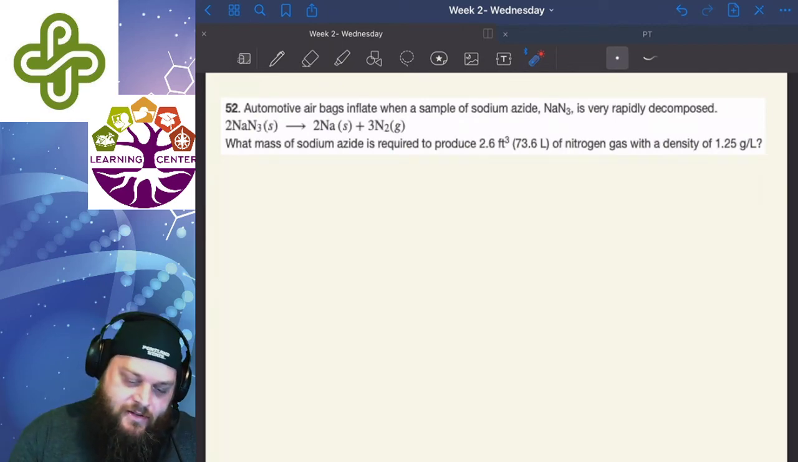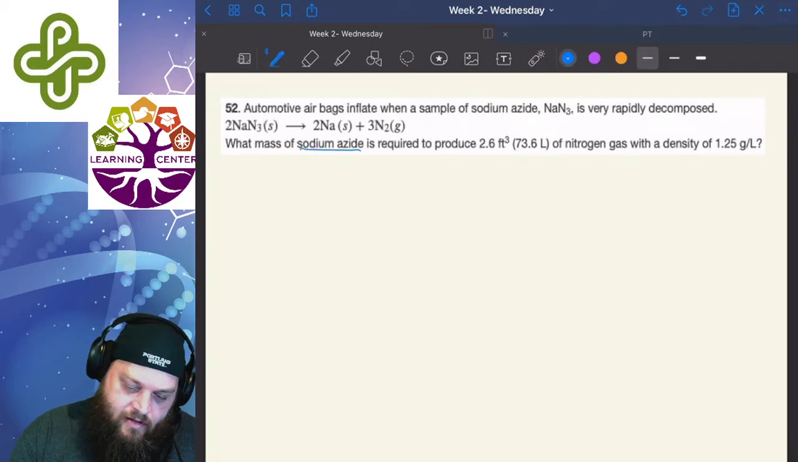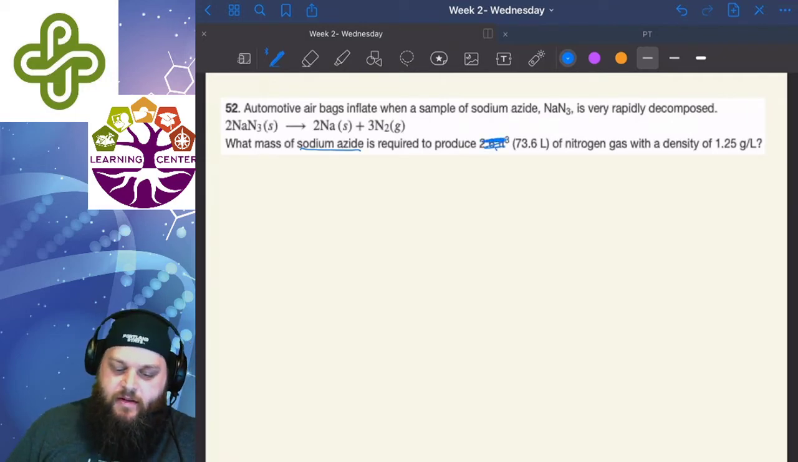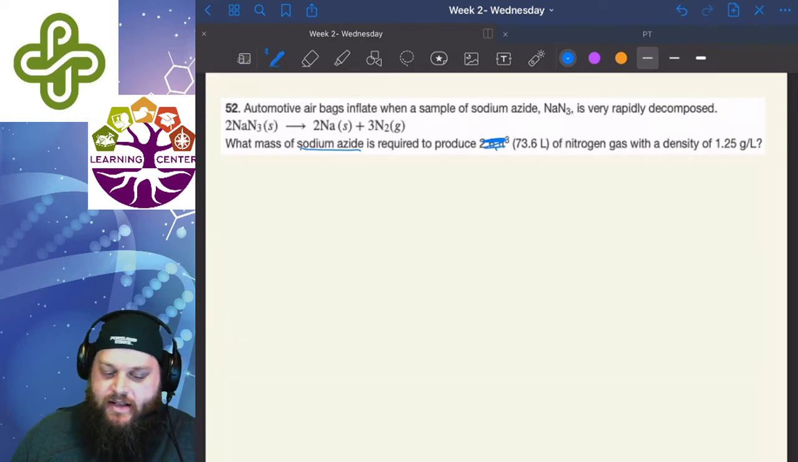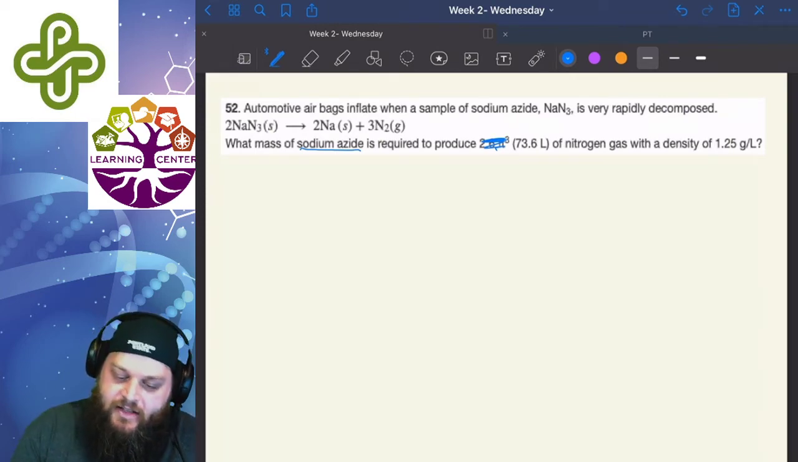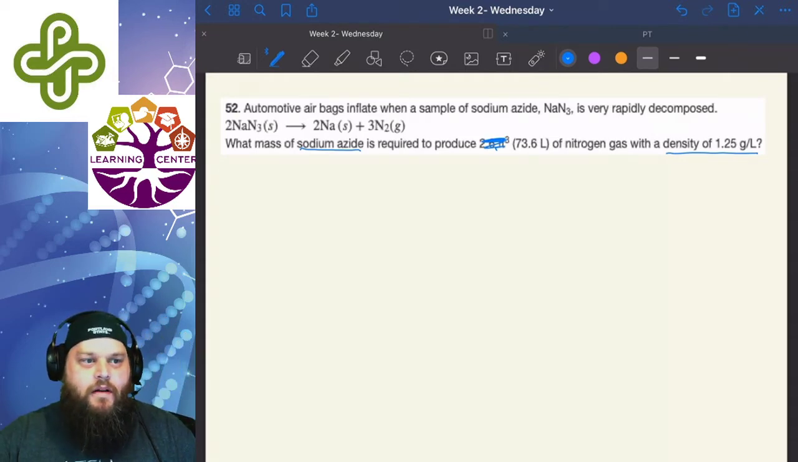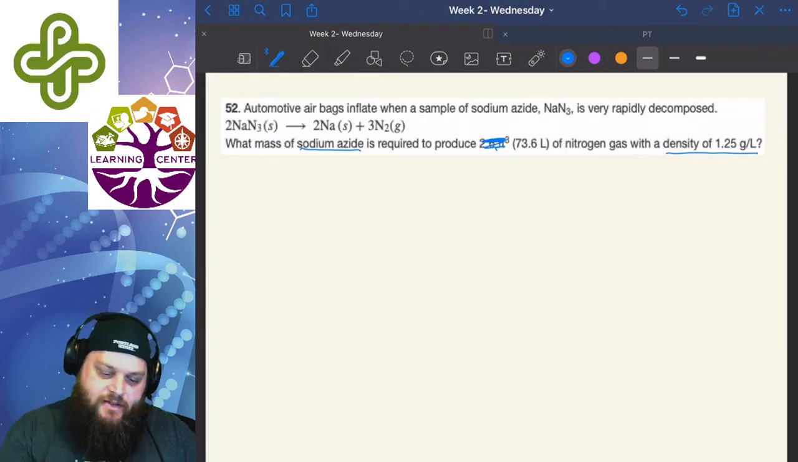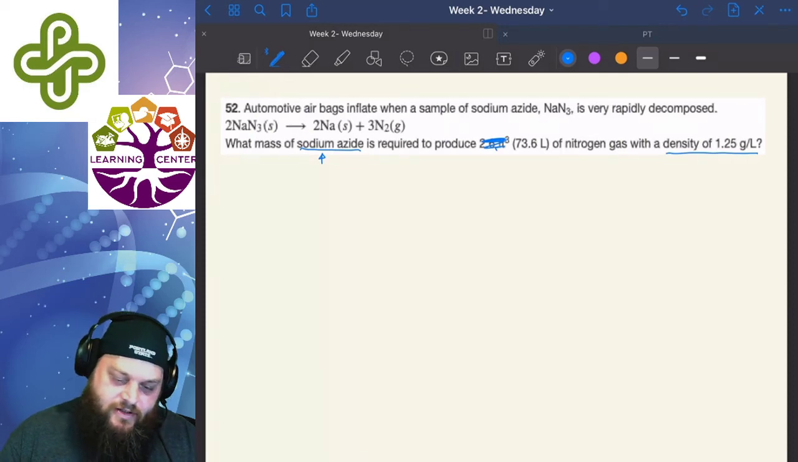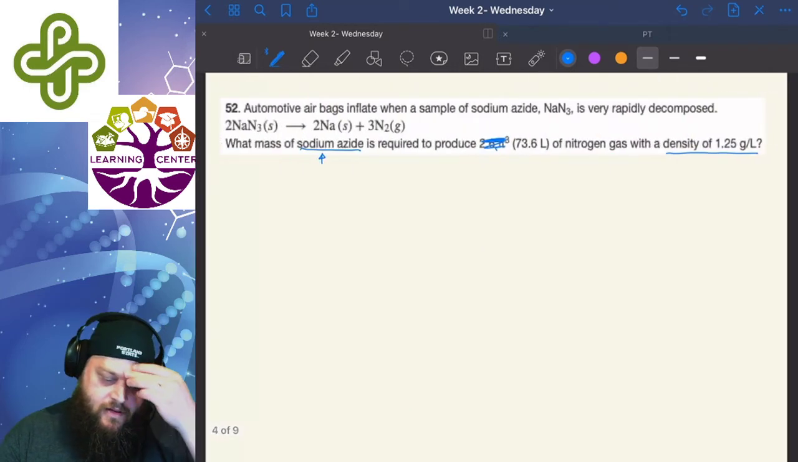But what's happening is we want to know what mass of sodium azide is necessary to produce, they say 2.6 cubic feet. We like liters, metric system's better. So we're going to look at the 73.6 liters of nitrogen gas. And they tell us the density of that gas. And we want to know then what mass of the sodium azide is necessary for this. I'm sorry, this isn't a percent yield. It's just kind of like quantitative analysis of things.